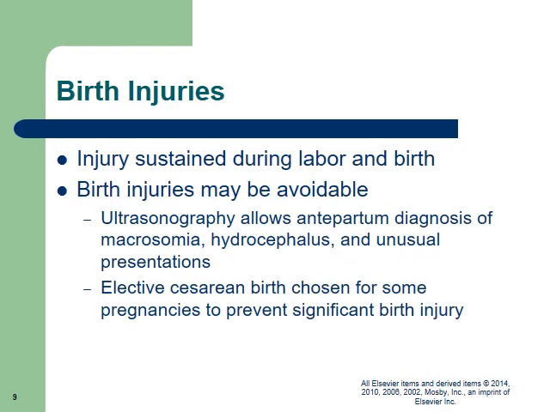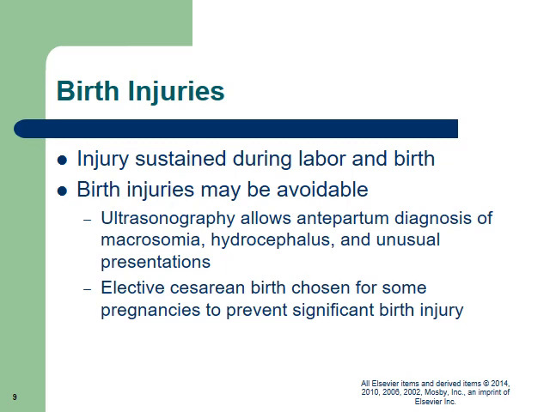Birth injuries are those that are sustained during labor and birth, and they may be avoidable. Some of them are not. Ultrasound can show macrosomia, which is the big babies. It can show hydrocephalus, where you don't want to deliver a baby through the vagina because it probably wouldn't dilate. If the ultrasound is showing hydrocephalus, they'd get a C-section. Any unusual presentations, so if they're breech first, then we would do a C-section.